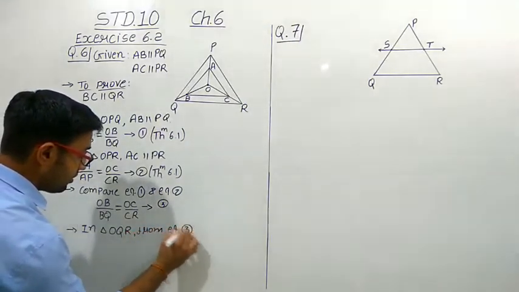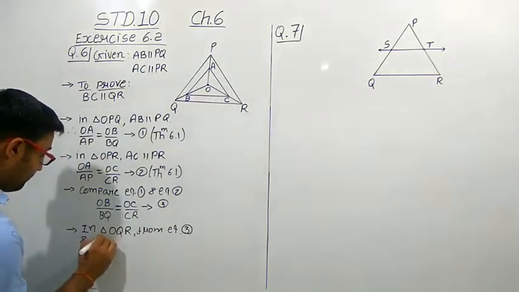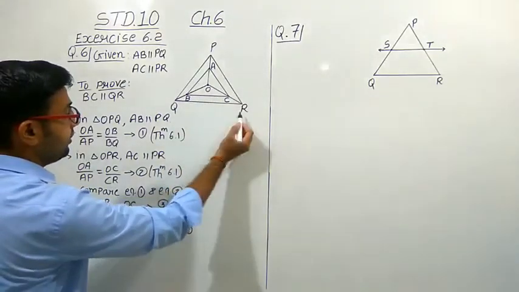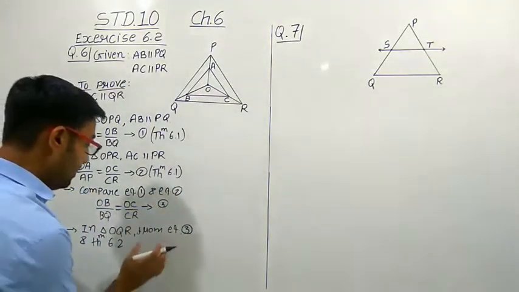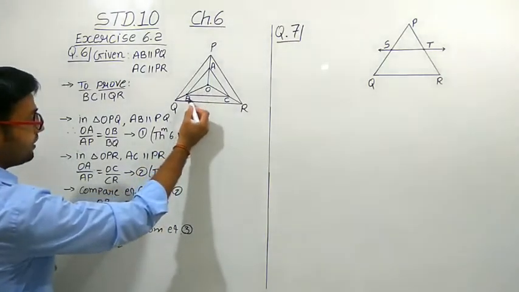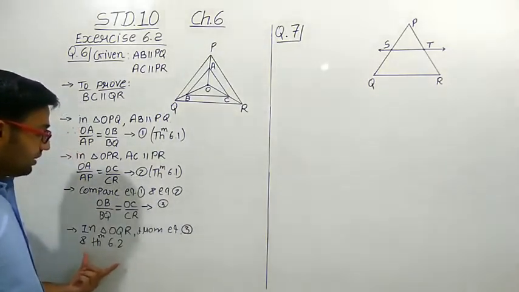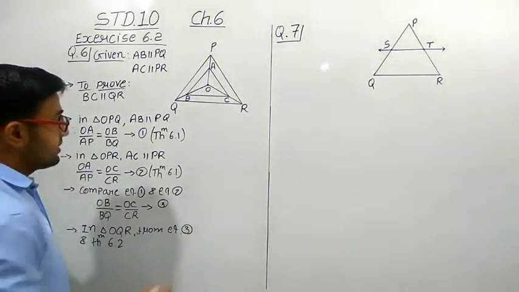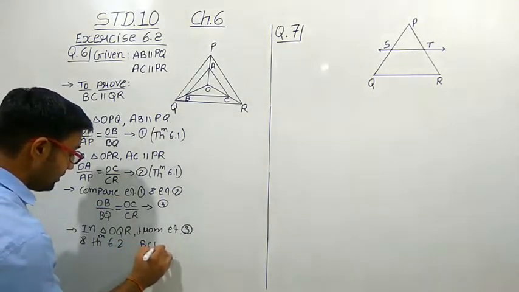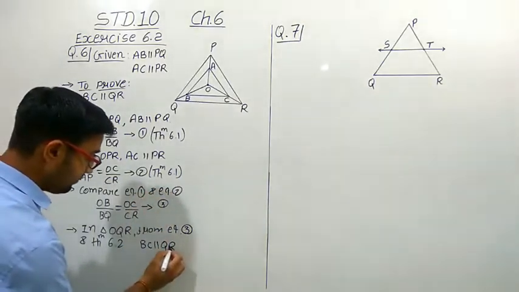From equation number 3, and according to theorem 6.2, consider this triangle OQR. From equation number 3, we get that OB upon BQ is equal to OC upon CR. So according to theorem 6.2, we can say that BC is parallel to QR.